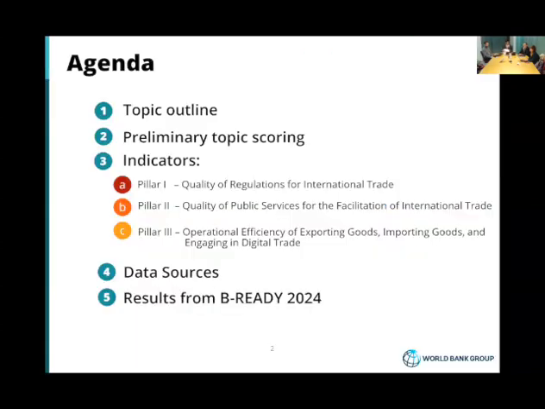So this is what I hope today's agenda would look like. We will start with a brief outline of the topic, then briefly touch upon the topic scoring, present the many indicators that are covered by the topic, discuss our different data sources, and hopefully leave ample time to be able to take you through and gauge your interest and attention towards the results of the first Be Ready 2024 report.